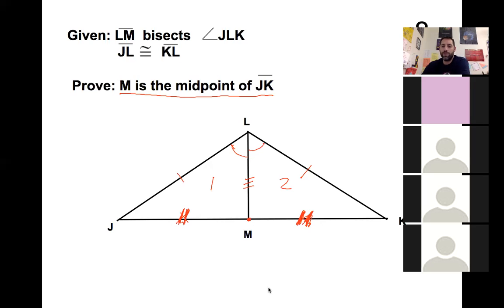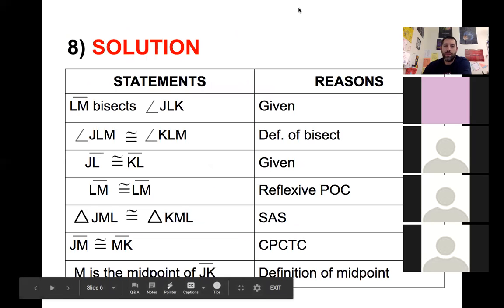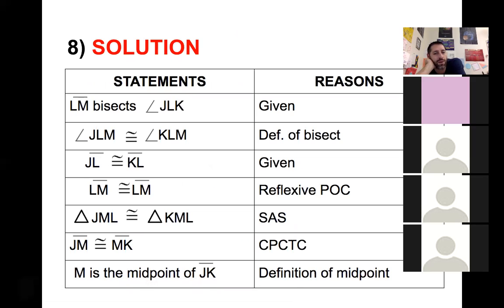Let's take a look at our proof. We have our given information of segment LM bisecting angle JLK. Because of that, we can talk about those two smaller angles being congruent. Angle JLM is congruent to angle KLM. That is the definition of bisector. The other given information we had was the side JL is congruent to side KL, given.